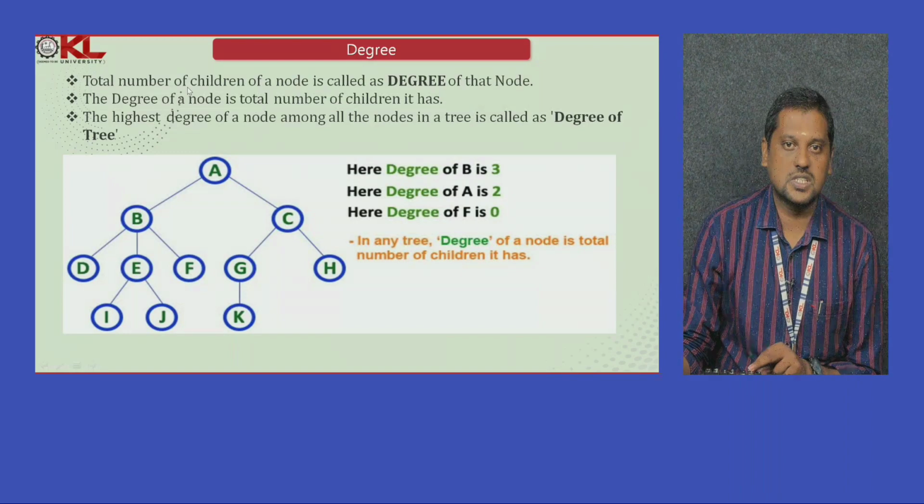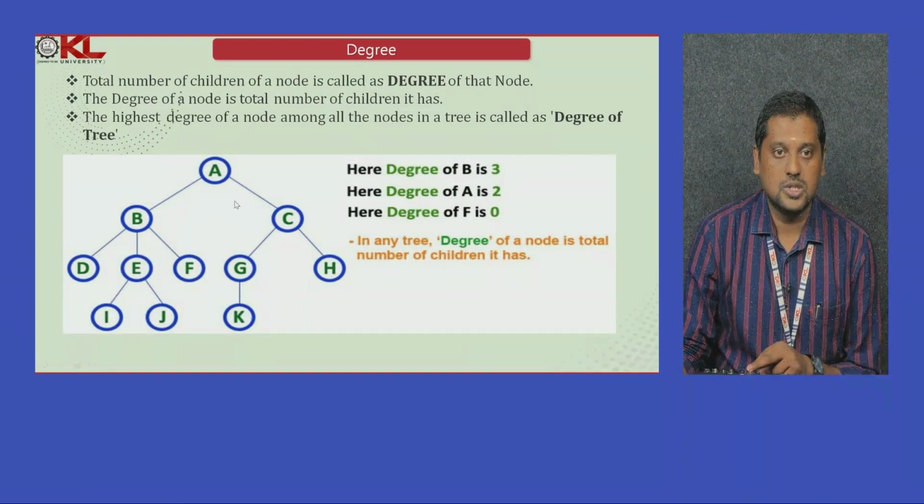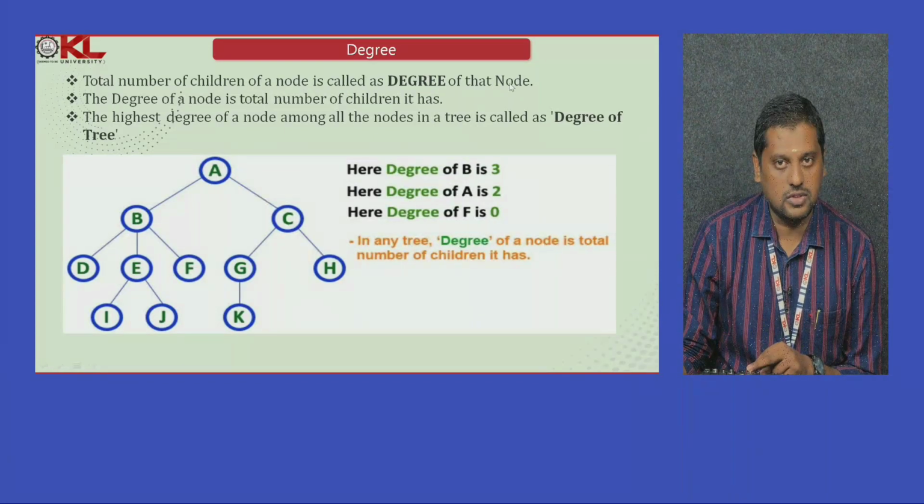Next terminology is degree. In the given example tree, we should know what the degree of a node is. So how do we calculate the degree of a node? The total number of children of a node is called the degree of that particular node. The degree of a node is the total number of children it has. The highest degree of a node among all the nodes in the tree is called the degree of a tree.